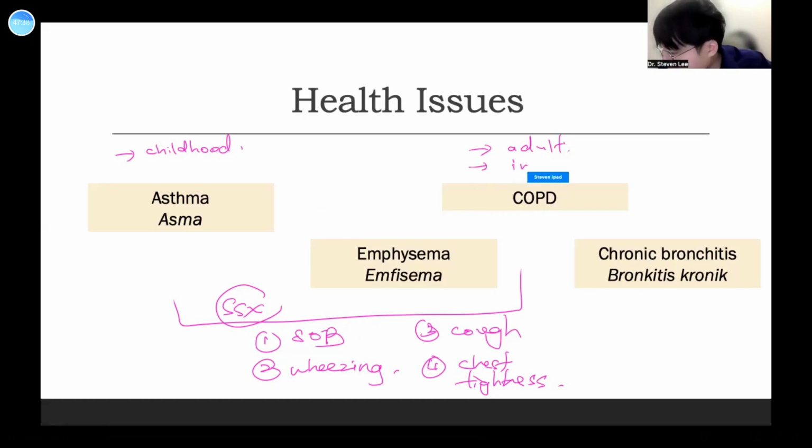Sebab biasanya dia akan ada satu damaging agent. So what is a damaging agent? Normally the damaging agent will be smoke. The most common cause of COPD is smoking. Of course, it can be other things, like some people who cook at home using arang, or some occupational pollutants, but most of the time it's because of smoking, all right?